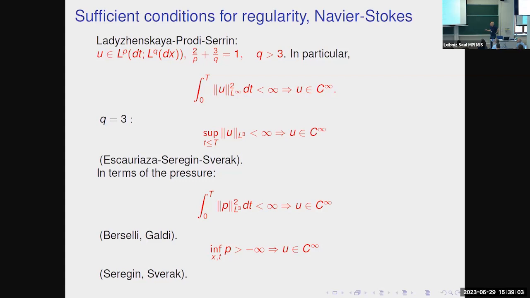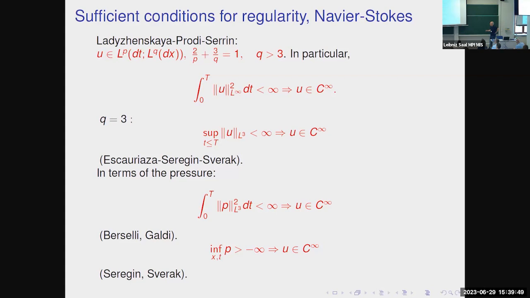For instance, if you take Q to be infinity, and you are allowed, because it's not 3, then P becomes 2. And you see the difference between this and the result of Tartar, where the exponent was 1. If the exponent had been 2, you're done. For Q equals 3, it's the same condition, because then P equals infinity. It requires the L3 norm to be finite. And this is Escauriaza, Seregin, and Sverak. It's a very different kind of condition. We're going to mention that a little bit.